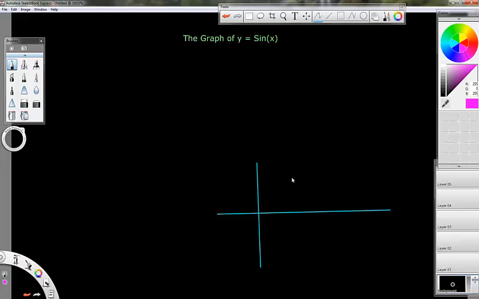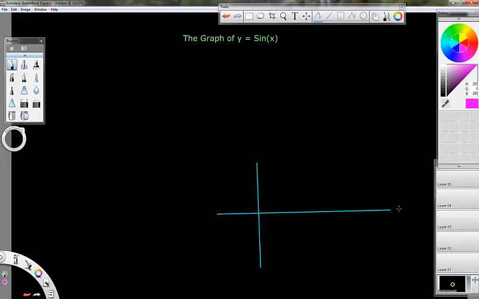Hello. We're going to graph y equals the sine of x on this oddly shaped Cartesian coordinate system here. I did this on purpose, extending this line out, because that's how this sine wave is going to start and end out through here.